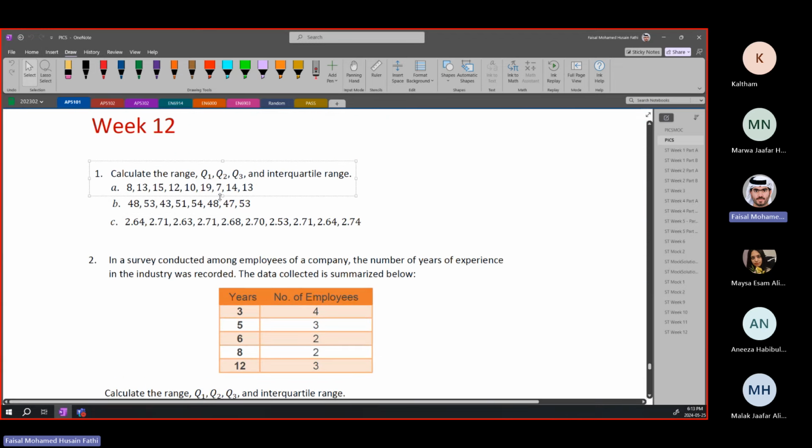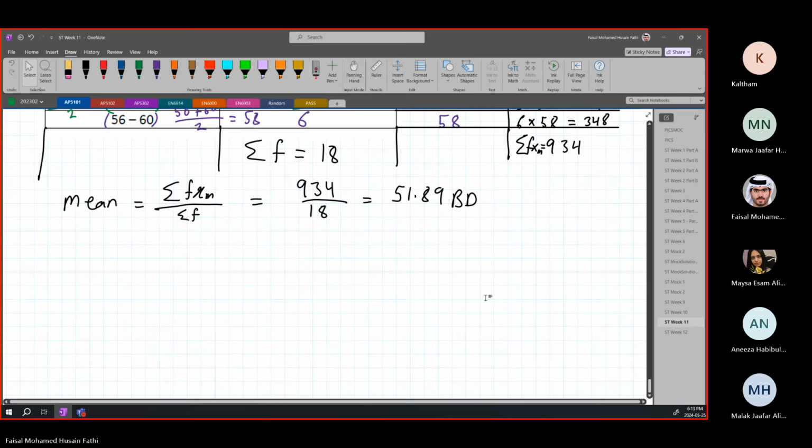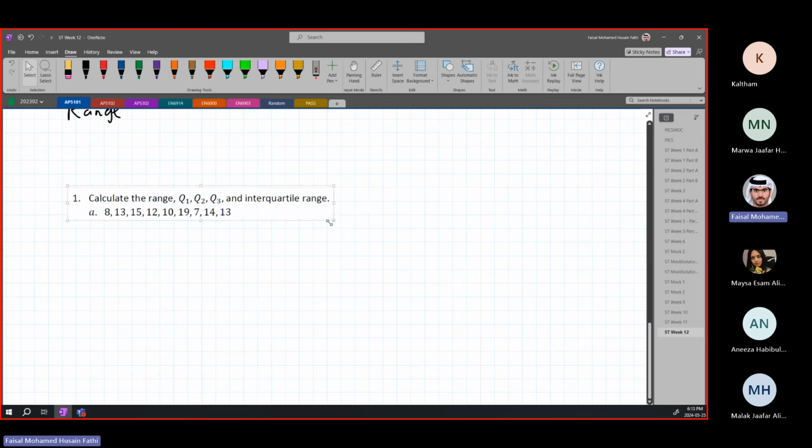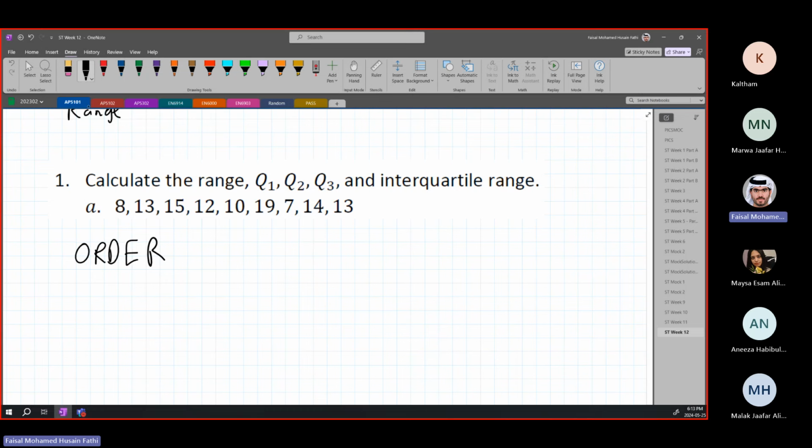So let's look at this example over here. If you have a set of values given to you like this, it says calculate the range, Q1, Q2, Q3, and the IQR. So the first thing you're going to do is order them. All right, that's the most important step. You're going to order them from lowest to highest. So we have our 7, then 8, then 10, then 12, then 13, 13, 14, and 15.